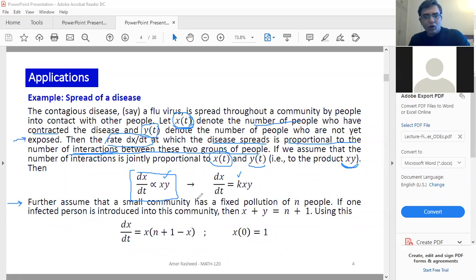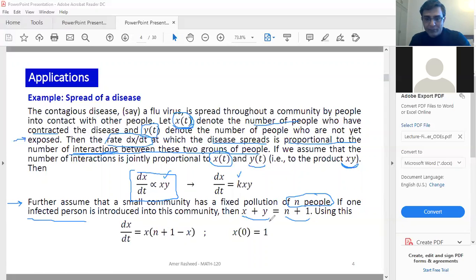Further assume that the small community has a fixed population of n people. For example, there are no cases in Lahore and we have n number of people. If one infected person is introduced into this community, meaning we leave one infected person in Lahore, then what would be the total population, the total number of people in Lahore? It is x plus y, which is n plus 1.